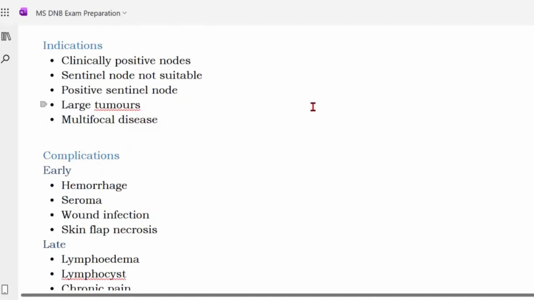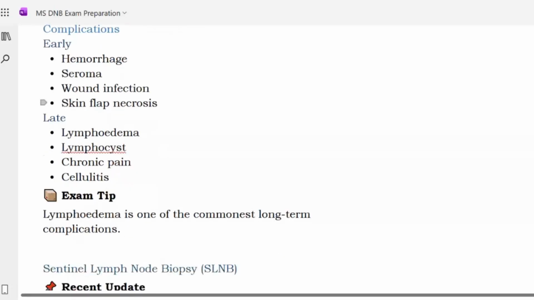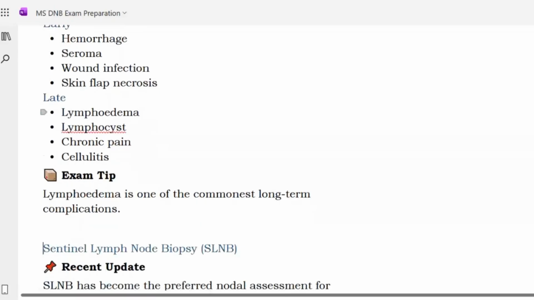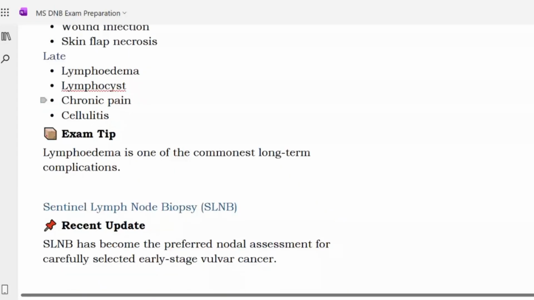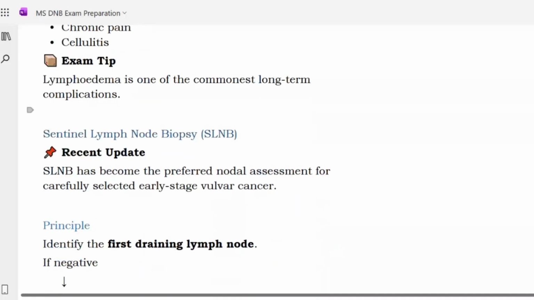Okay. So what are the complications? There may be hemorrhage, seroma, wound infection, skin flap necrosis, etc. Late complications such as lymphedema, lymphocyst, chronic pain, cellulitis. Okay. So lymphedema is the commonest long-term complication for the groin node dissection.